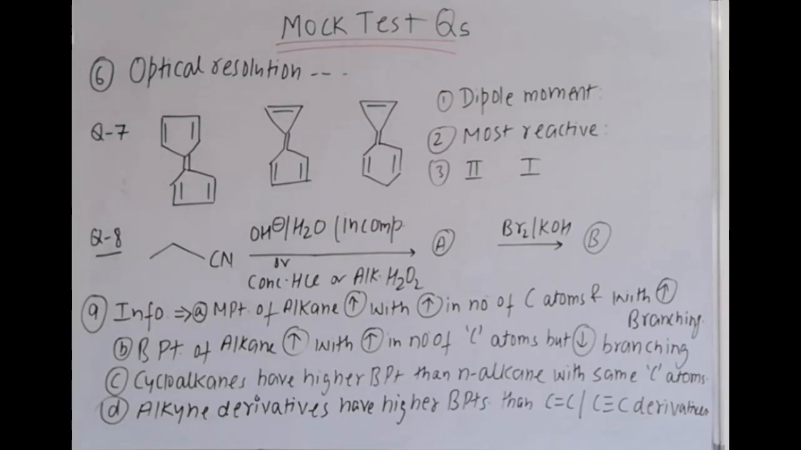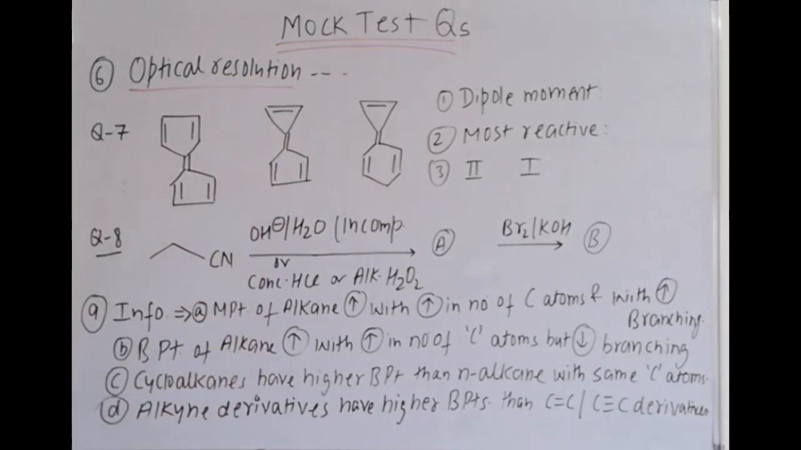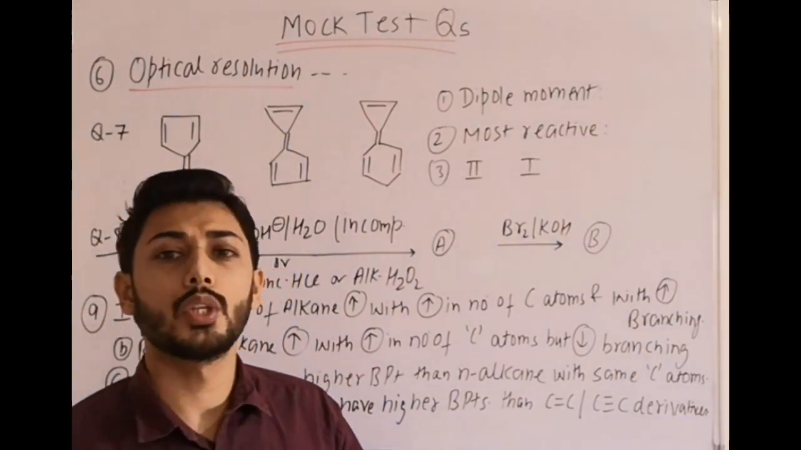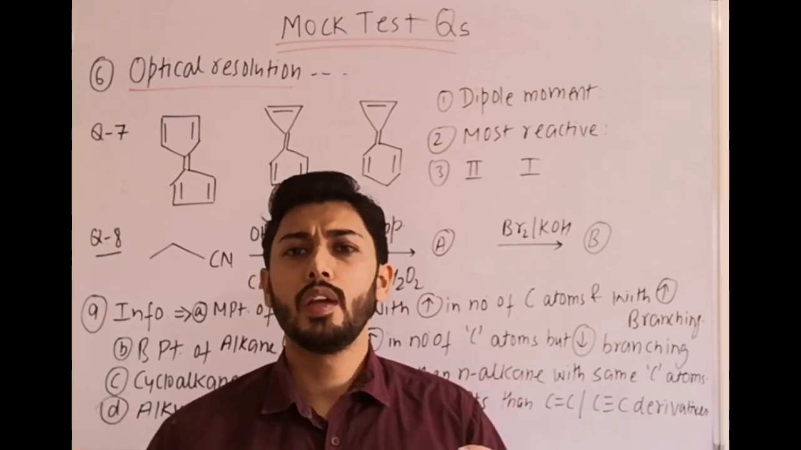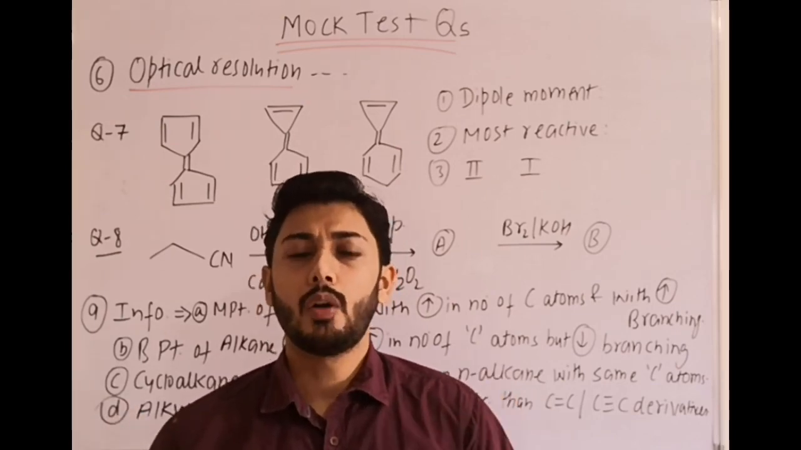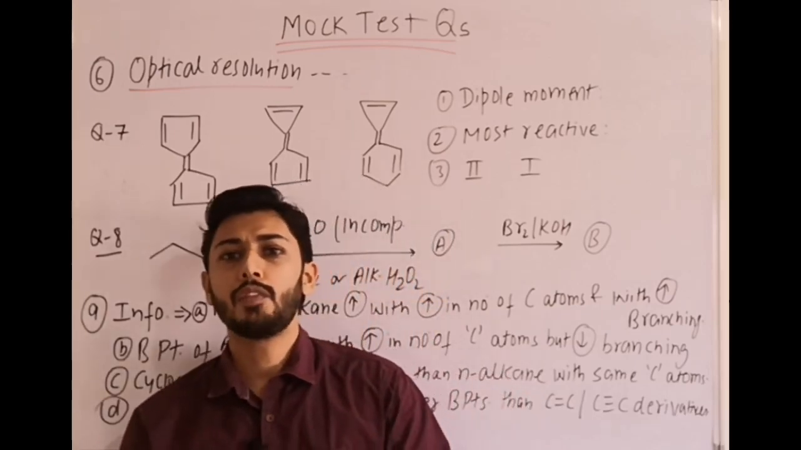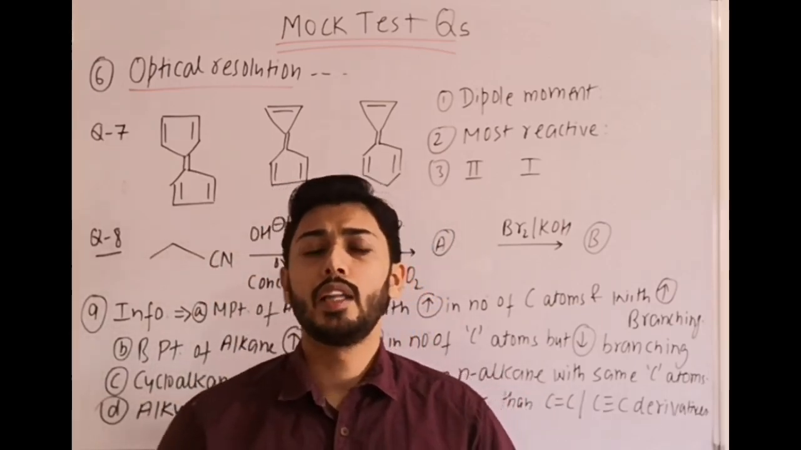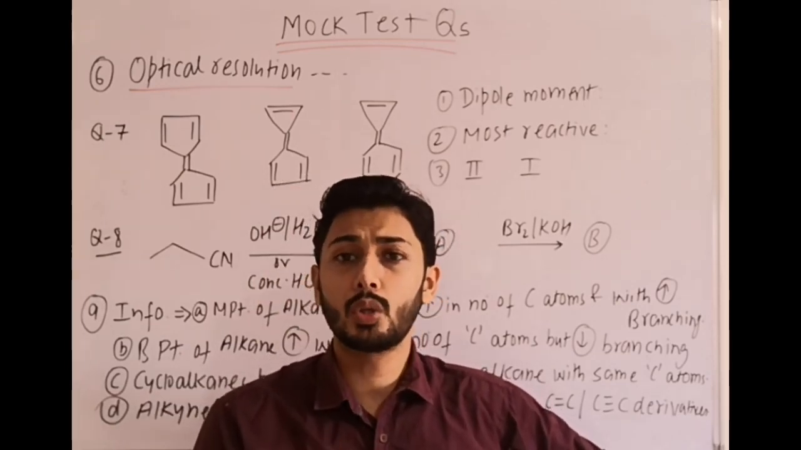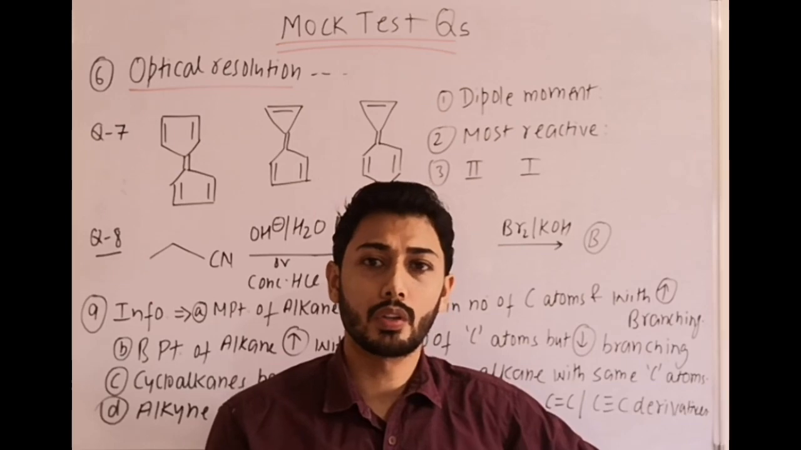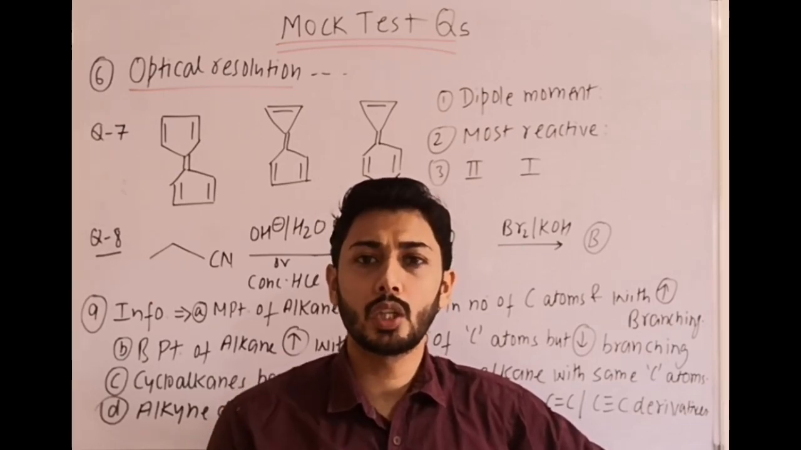Now next is optical resolution, which is information, that's why I have not written a question. Optical resolution is covered in which topic? It is covered in optical isomerism, where I talked about enantiomers and racemic mixtures. A racemic mixture is an equimolar mixture of enantiomers, and enantiomers have the same physical properties, the same chemical properties, but their behavior towards an optically active reagent is different. So we use a chemical method of separation.